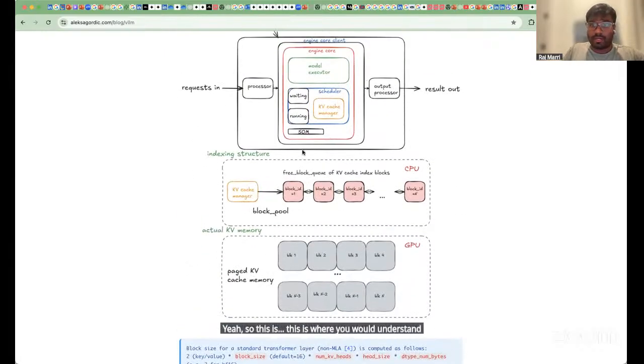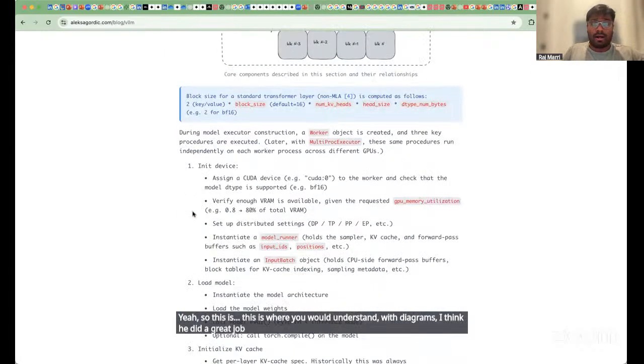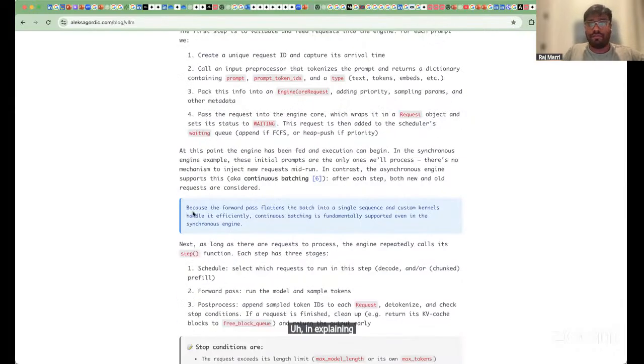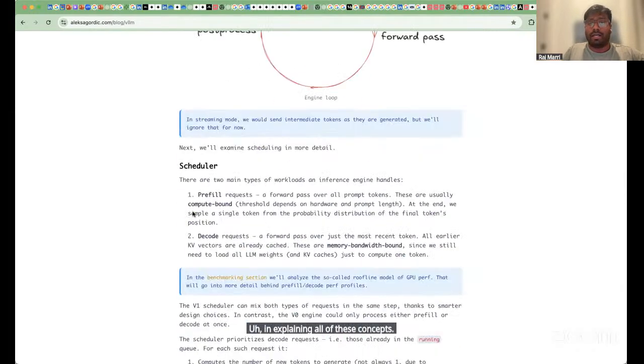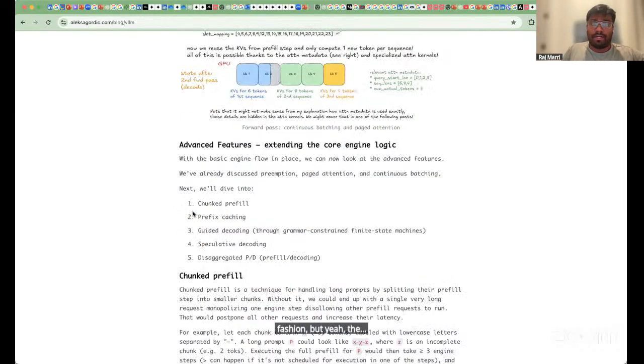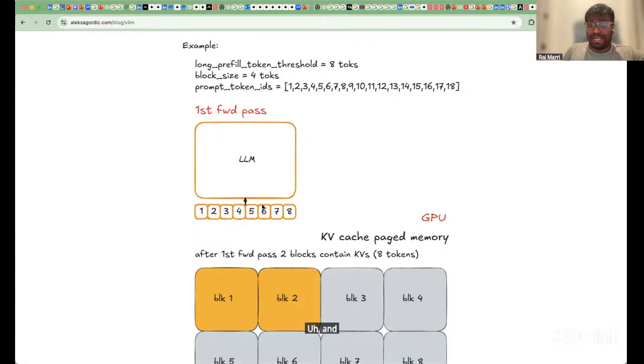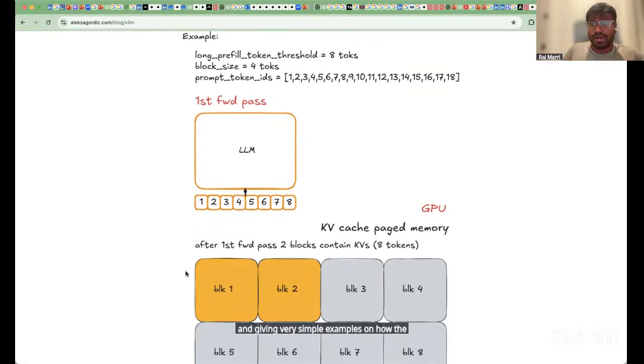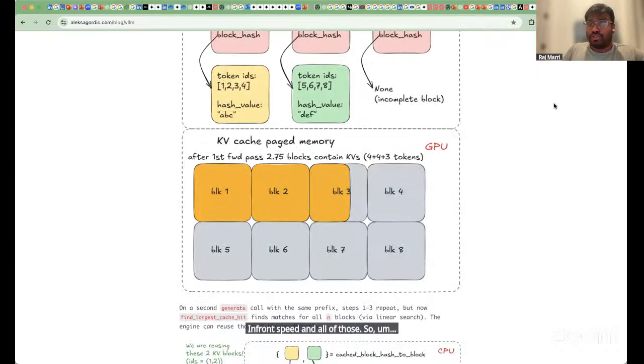Yeah, so this is where you would understand with diagrams. I think he did a great job in explaining all of these concepts in an easy to understand fashion, and giving very simple examples on how the paged attention works, how these different blocks can divide your KV cache, and optimize the inference speed and all of those. So yeah, I'll be sharing this in the chat if you want to look at it.